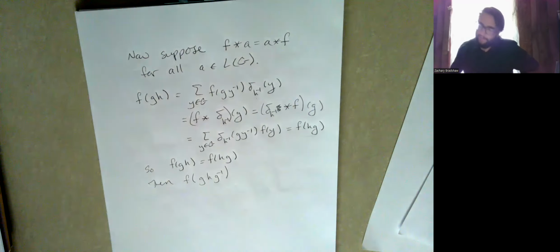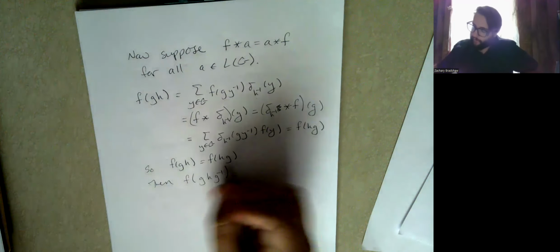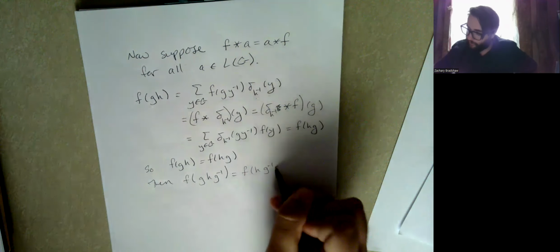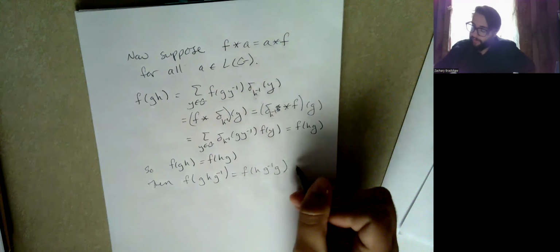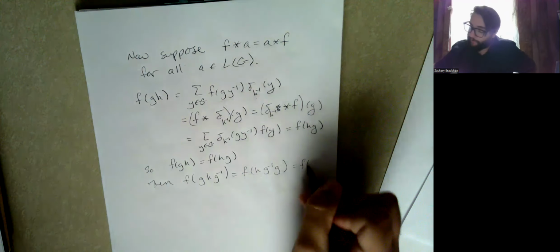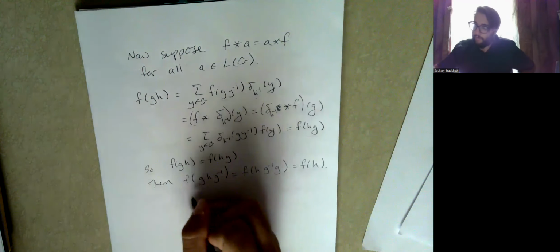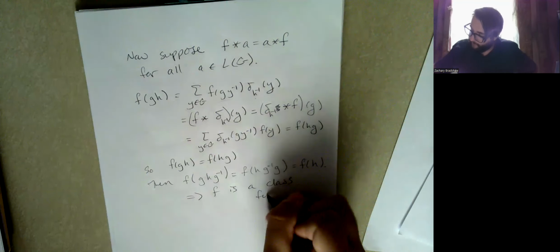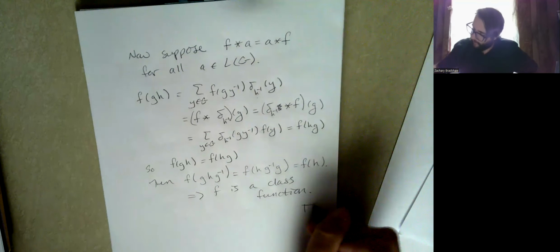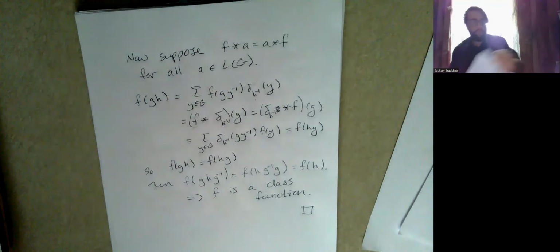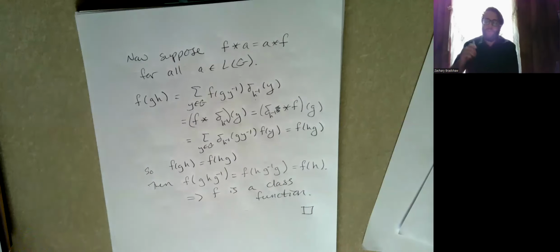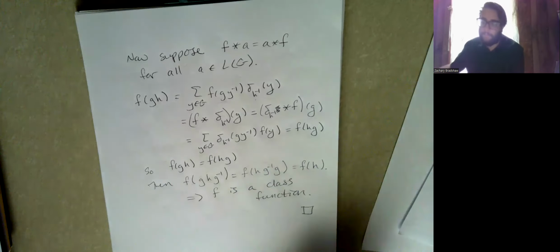So if you conjugate an h by a g, well, you can just cycle according to this property here. This is h, g inverse g. And of course, g inverse g is just the identity. And so we're left with f of h. And so that implies that f is a class function. And that completes the proof. So the space of class functions is exactly the center of the group algebra. So our notation there is unambiguous.